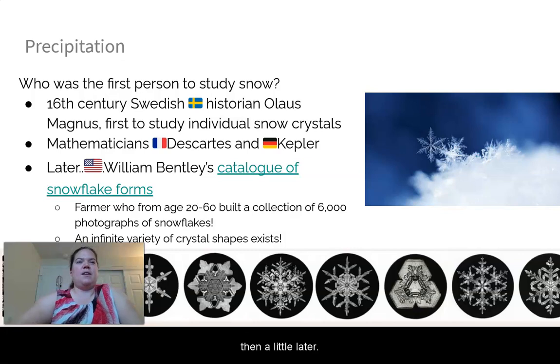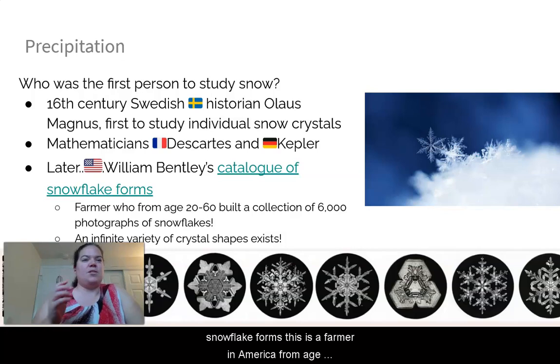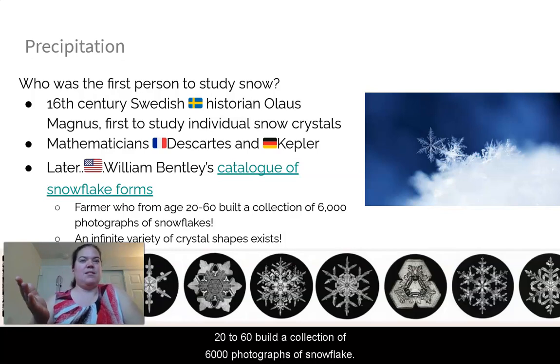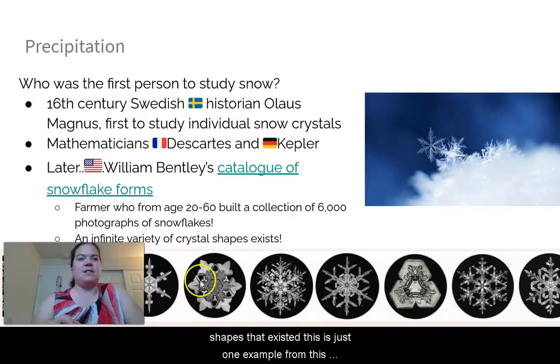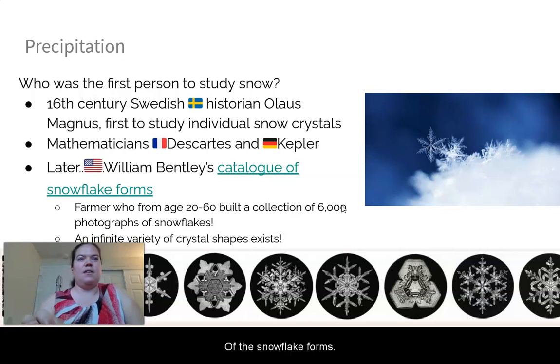And then a little later, in the 20th century, we had William Bentley and his catalog of snowflake forms. This was a farmer in America who from age 20 to 60 built a collection of 6,000 photographs of snowflakes, and he found that there was an infinite variety of crystal shapes that existed. This is just one example from this website, so if you go there, you can check it out. It's totally devoted to his study of the snowflake forms.